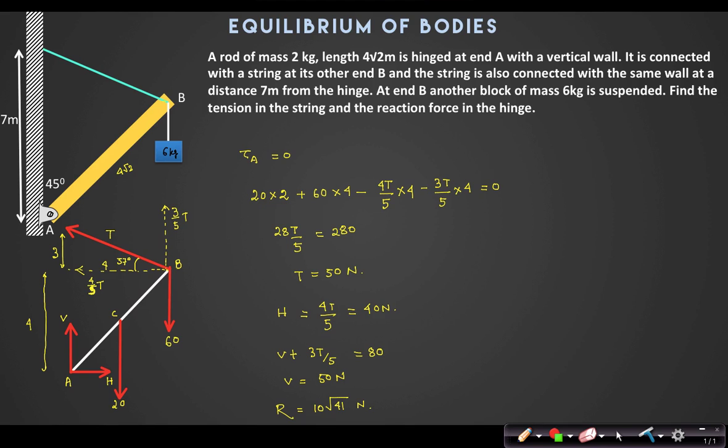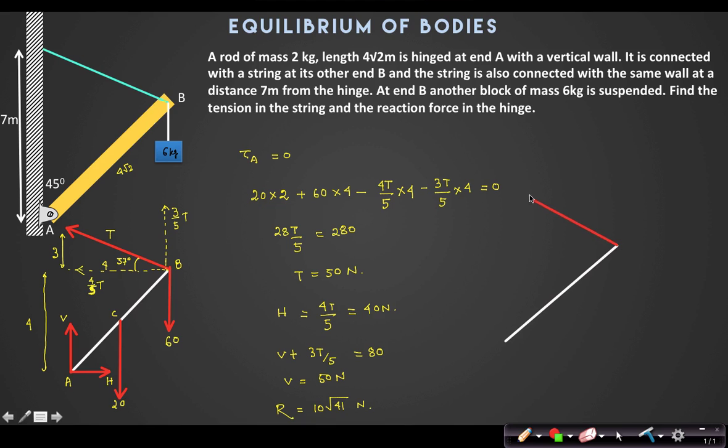So please wait. The angle will be tan inverse 5 by 4. I'm not talking about the actual angle, but let us try to understand physically at which point the reaction force will pass. Is it along the rod? No, it's not along the rod. It's below the rod.